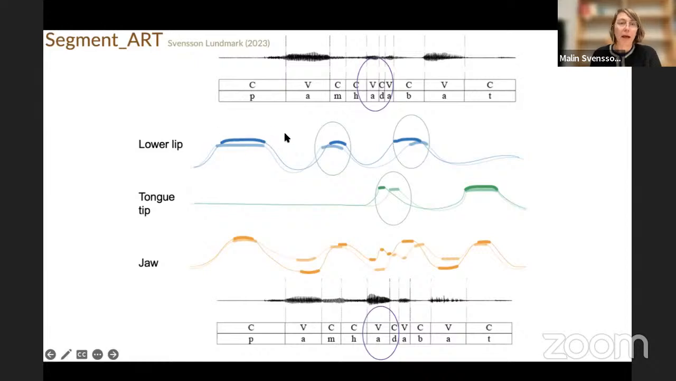And the B in bat as well seems to be related to the timing of the jaw lowering in bat. I think that this exercise might be a good way to talk about the effect of articulation and segment duration and how prosody affects it. So I hope you will try it out.